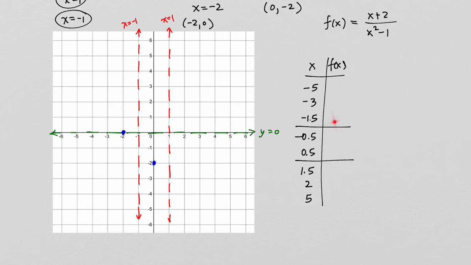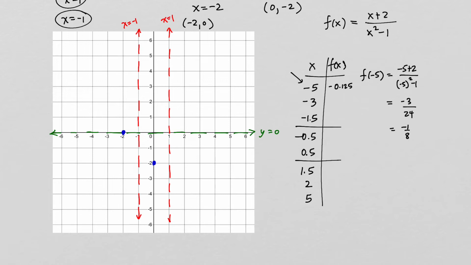Now, I'm not going to show the work for all of these, but I'll show you the work for maybe 1 or 2 points just to make sure that we understand what we're doing here. So, for example, when x equals negative 5, f of negative 5 will be negative 5 plus 2 divided by negative 5 squared minus 1. And this is negative 3 divided by 24. And that can be simplified to negative 1/8. And negative 1/8 is negative 0.125.